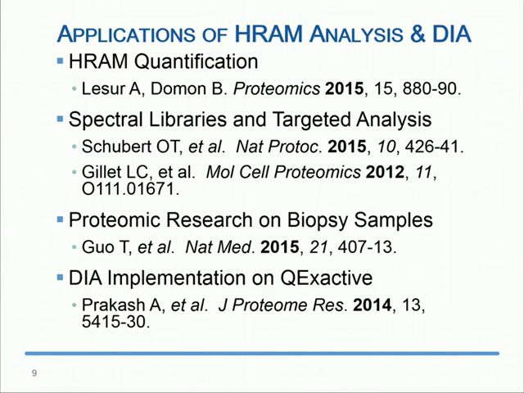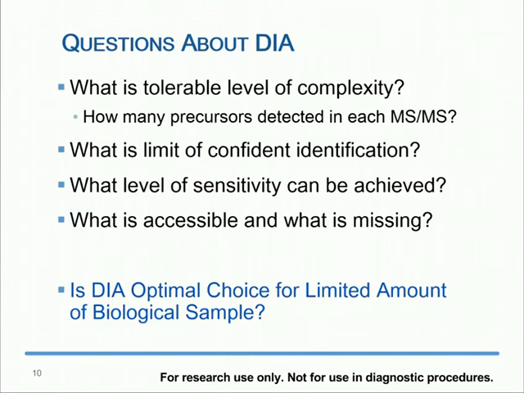So there are a number of applications that have been out, particularly starting with high-resolution accurate mass quantification. There are a number of papers from different groups, but Bruno Domon's group has been very active in this area. There have been a number of developments for spectral libraries and targeted analysis. This is initially stuff that was developed with the SWATH techniques on quadrupole time-of-flight instruments, but now is available on Q-Exactive or hybrid quadrupole ion trap type of instruments. And there's been a lot of movement to try and use this for very small amounts of sample. This example is clinical biopsies in a research-grade format.